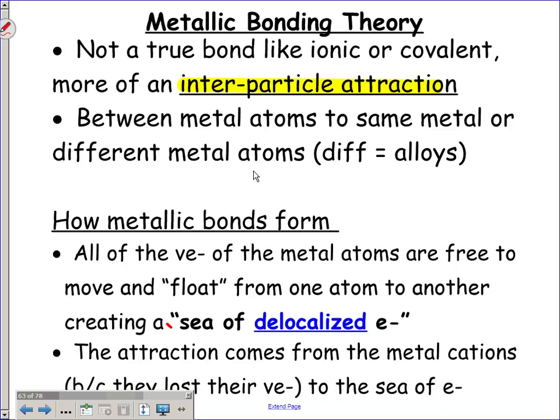Different examples of metallic bonding situations are alloys. Who's ever heard of an alloy? Everybody's hand goes up, okay? Can anybody give me an example of an alloy?